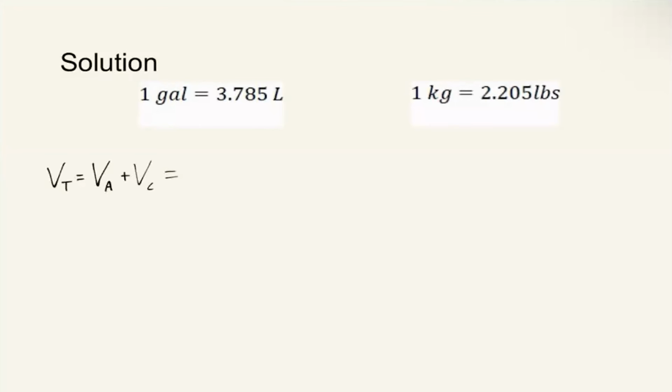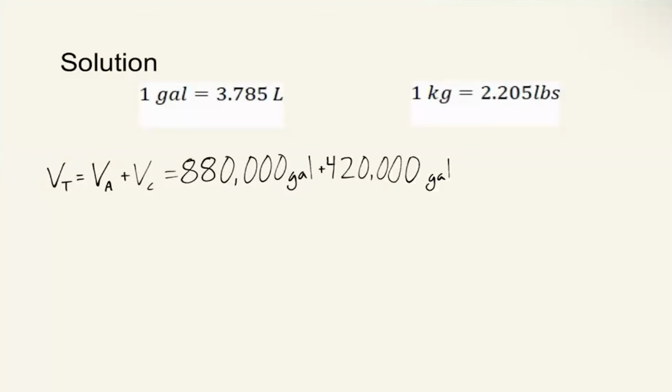Then I want to add the volume of the aerator to the volume of the clarifier to have a total volume, so I only have one term to use when I am converting my units. So we add the total volume of the aerators that we found in the previous problem, 880,000 gallons, to 420,000 gallons of the volume of the total clarifiers. And this is equal to 1,300 gallons.